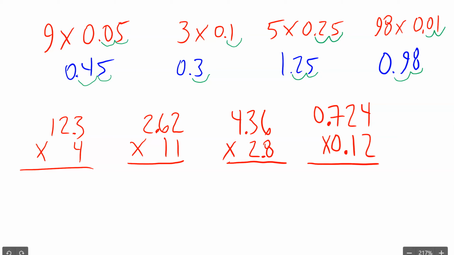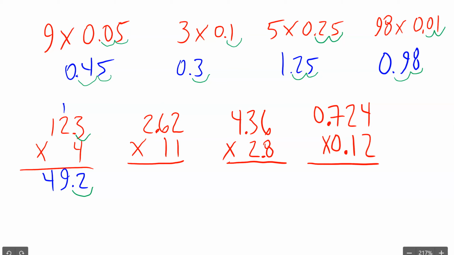So here I have 12 and 3 tenths times 4. I'm going to ignore that and just pretend it's 123 times 4. 4 times 3 is 12. 4 times 2 is 8, plus 1 is 9. 4 times 1 is 4. And I'm done, so I need to count up my decimal places. I have 1 decimal place in my factors, so I'm going to have 1 decimal place in my product, and there's my answer.